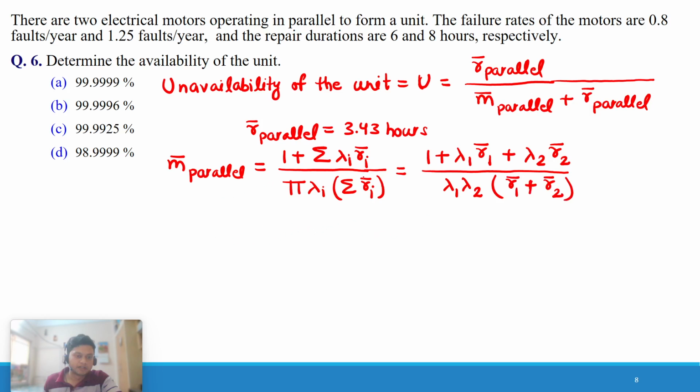In this problem the failure rates are given in faults per year. When we are putting the values in this equation, just be careful about the units. We have to put them in hours. Lambda 1 and lambda 2 are given in faults per year, so we will put all the values in hour form, because R1 and R2 are in hours.